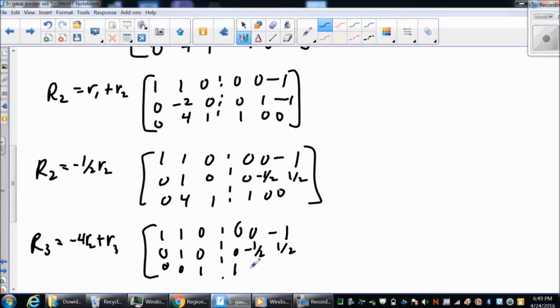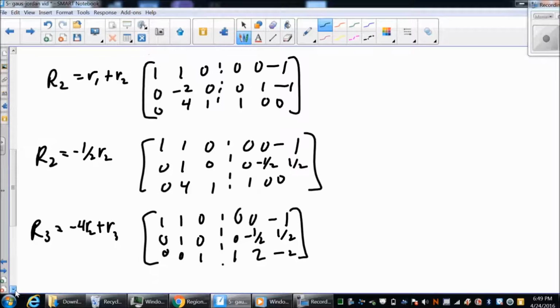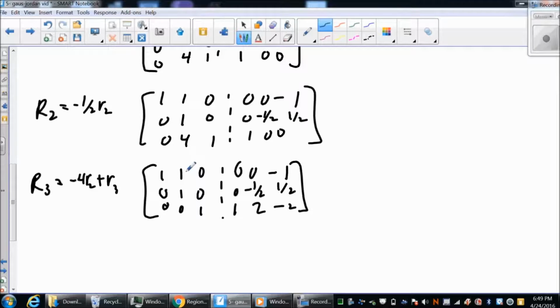Negative 4 times negative half is positive 2. Negative 4 times positive 1/2 is negative 2. And we are almost there. Our goal is to get the elements above the diagonal to be 0 as well, and we already have most of that accomplished. Just need to get rid of this one. So if we replace R1 with negative 1 R2 added to R1, we'll get 1, 0, 0.